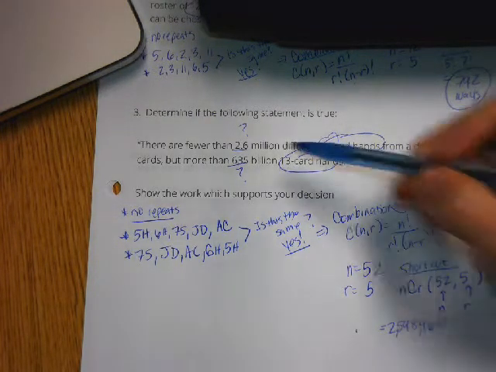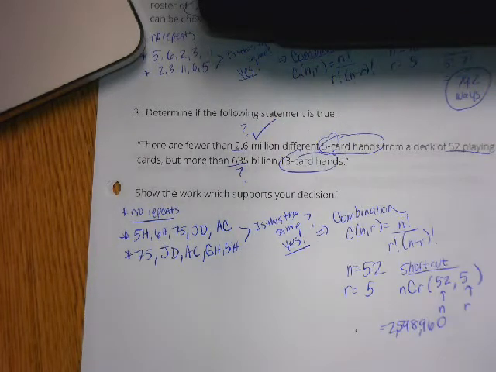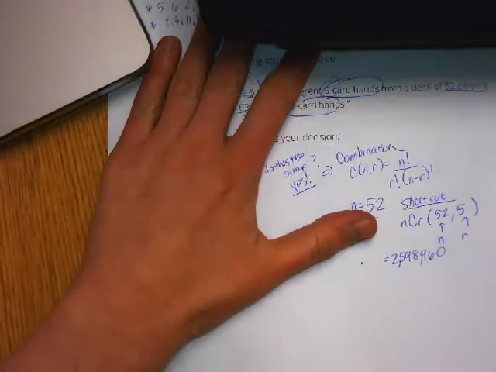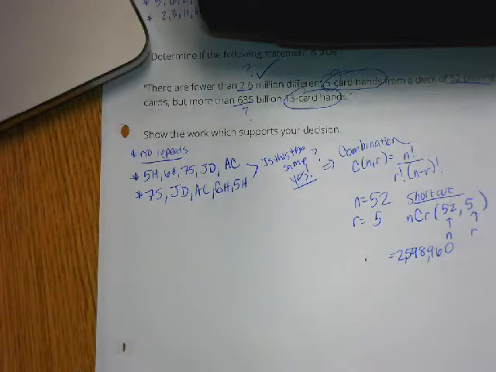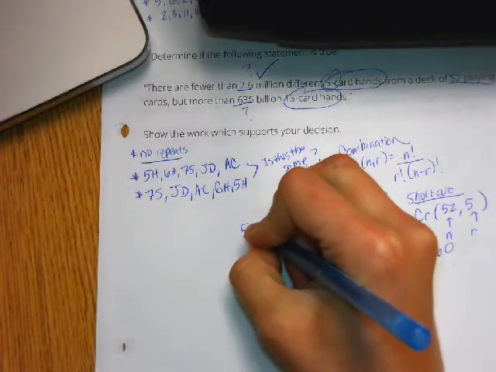And I get that this is 2598960. So my first question is to ask, is this fewer than 2.6 million? Yes, I'm going to put a check mark there. It is fewer than 2.6 million. Not by much, but it still is.